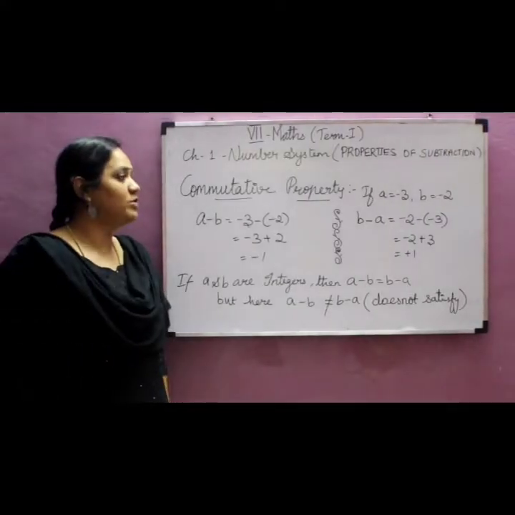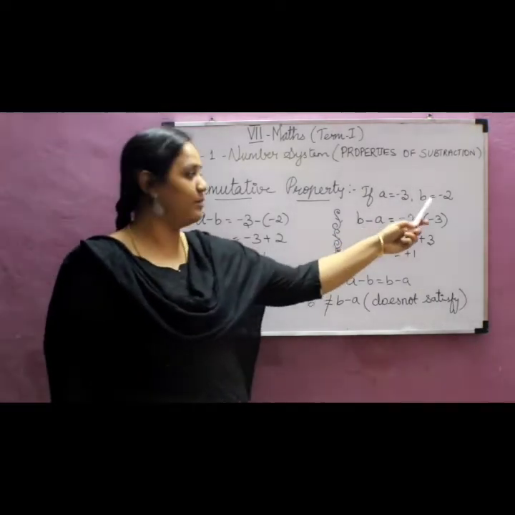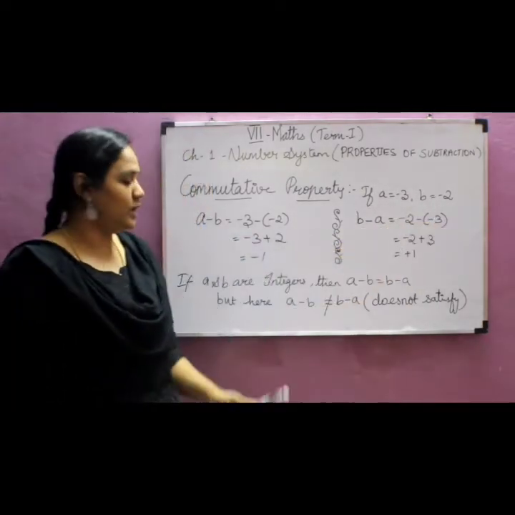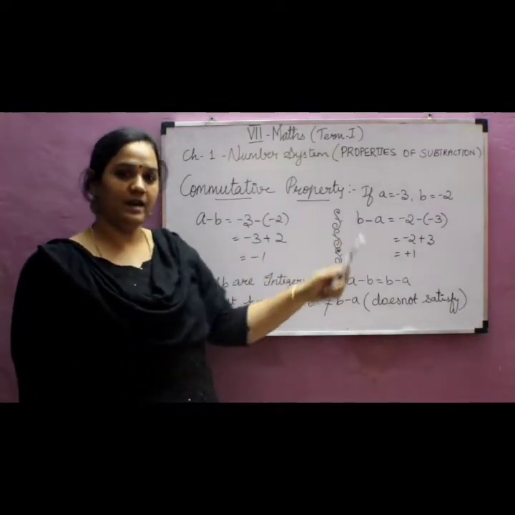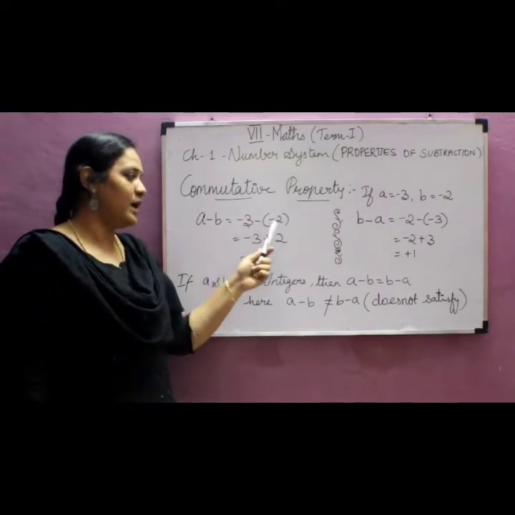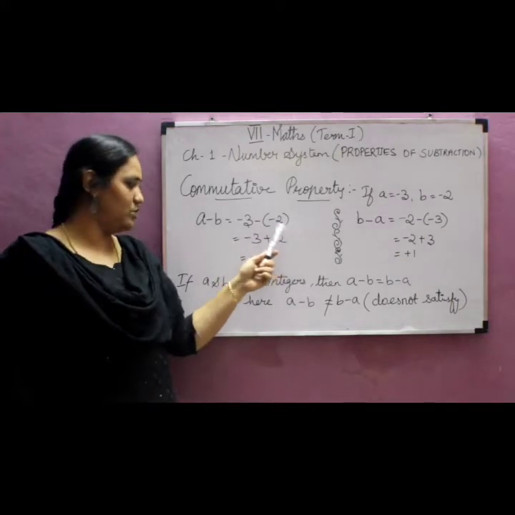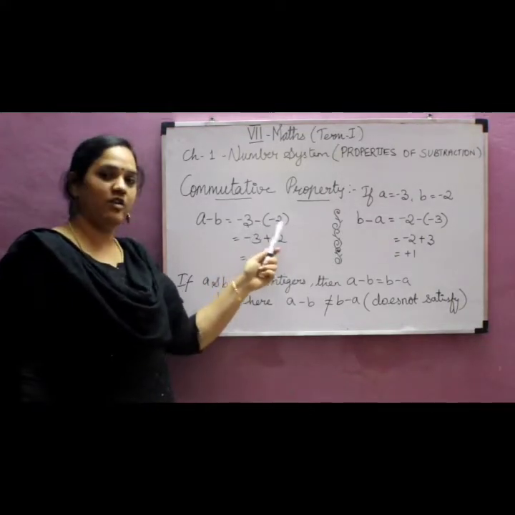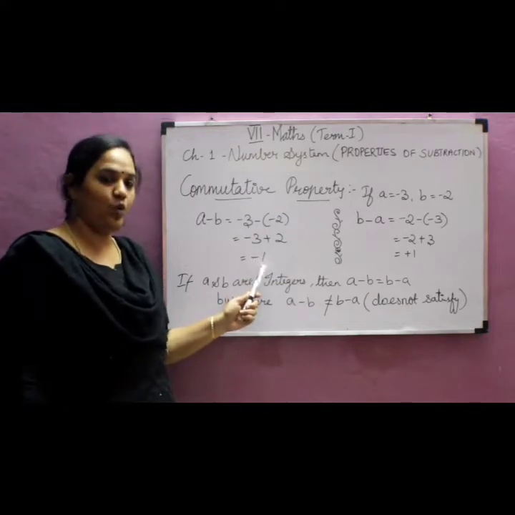Now commutative property. Here I have taken a as minus 3 and b as minus 2. Now we have to find out a minus b separately and b minus a separately. So a minus b means a value is minus 3 and b value is minus 2. So I have written minus 3 minus of minus 2. Minus 3 minus of minus 2 is plus 2. So my answer is minus 1.